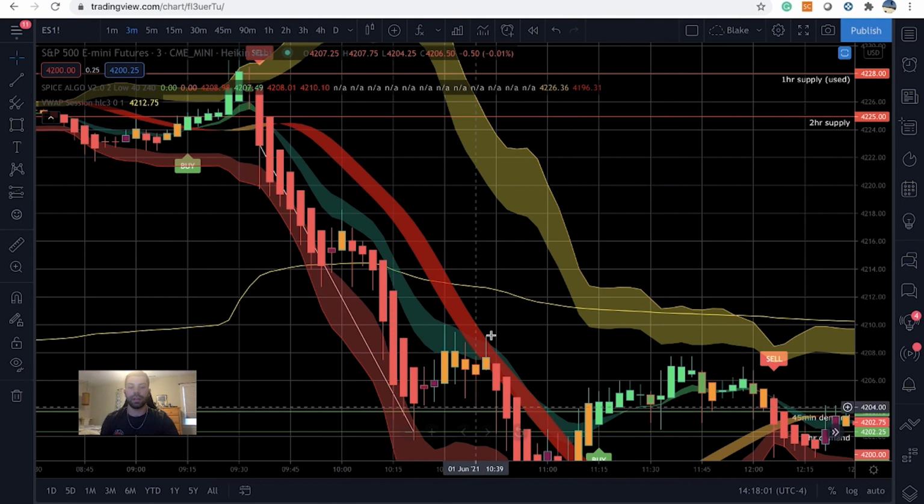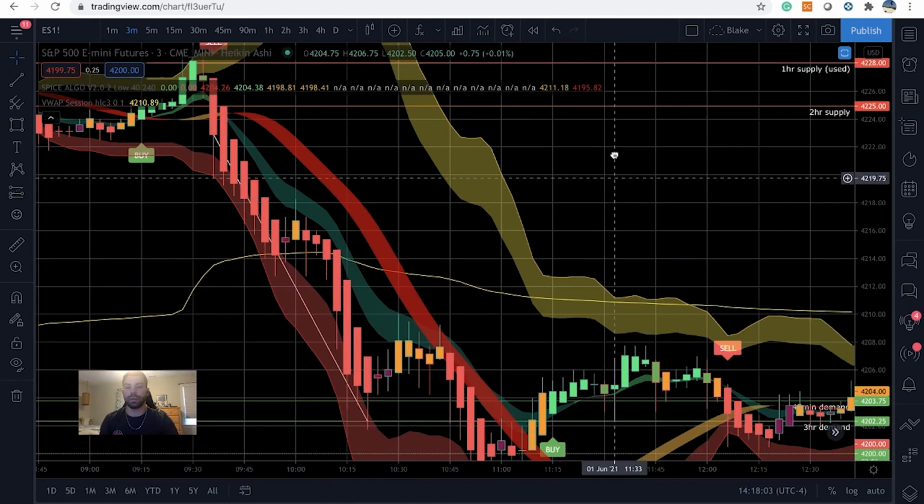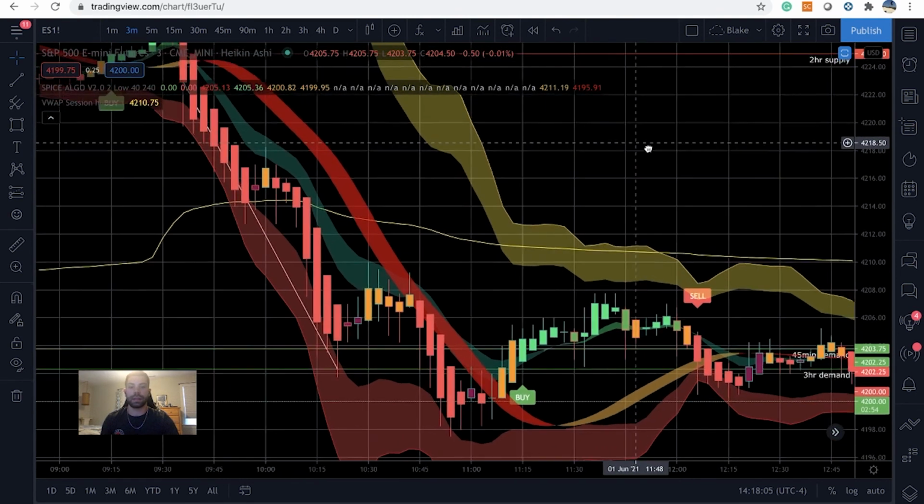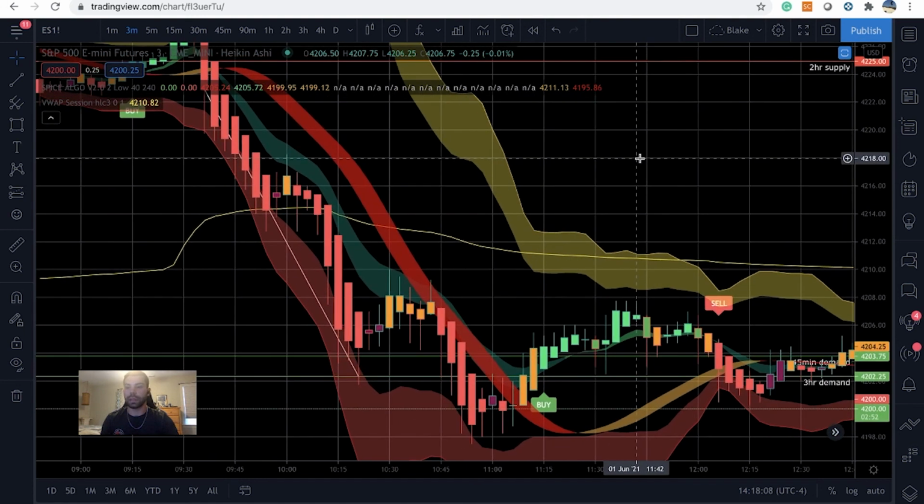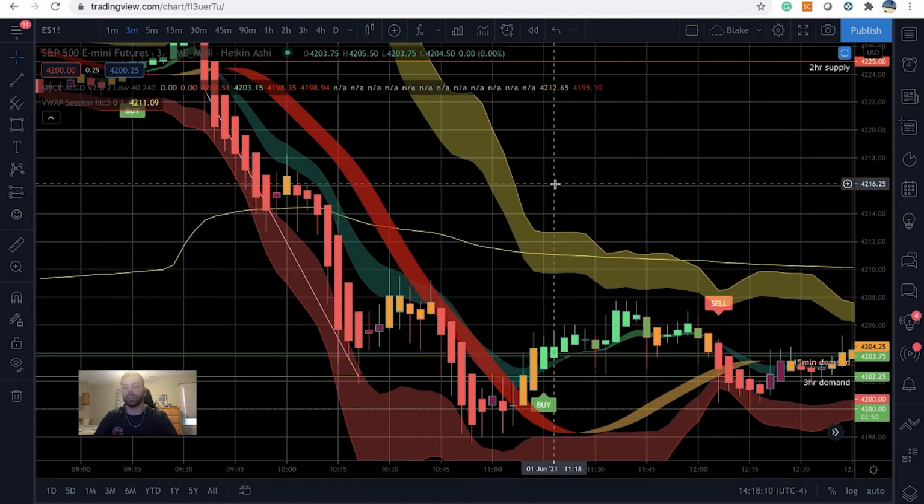Absolutely printed crazy. Huge congrats to our members who captured this move today. That's awesome. And yeah, this is kind of the basics of how we trade at Spice Algo. We use our supply and demand and our algorithm together to try and predict the most effective moves, and trade with the institutions at the same time.